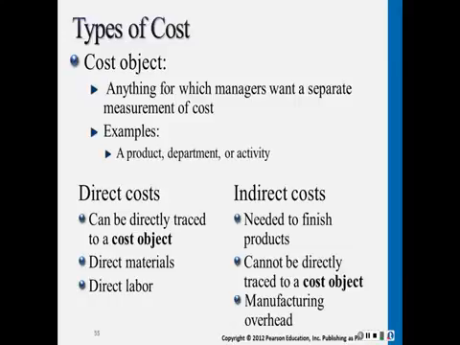Costs that cannot be traced directly to a cost object, such as manufacturing overhead, are indirect costs. Indirect costs are required to make the finished product, but are not as easy or cost-effective to track to one specific finished product. In manufacturing companies, product costs include both direct and indirect costs.